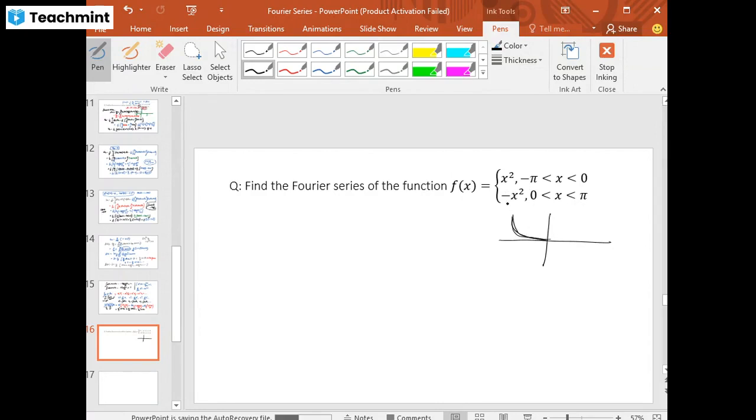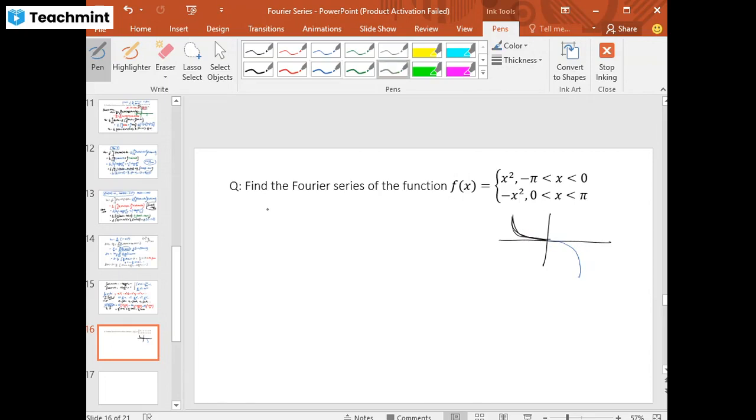And in the interval 0 to pi, it is minus x square. Minus x square means it is a downward parabola. Okay, so you can easily identify that it is symmetric about the origin. So in this case, your function is an odd function. Okay.